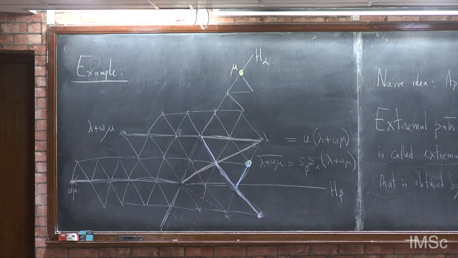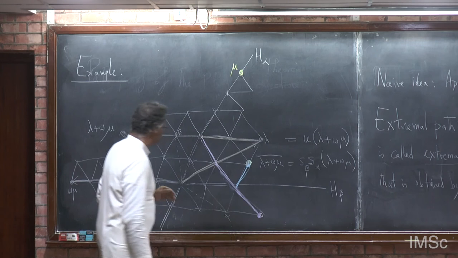Let me write out here is the proposition. Suppose we have a path ending at lambda plus w mu. Okay. Oh, before I write it, let me also explain.